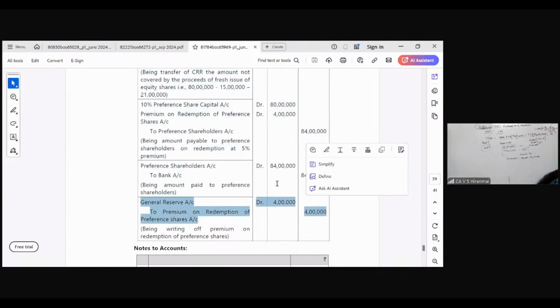That's it. The same entry, the same thing we have done in illustration 9 has come again. That's all. Nothing more, nothing less. You don't even have to worry about anything. That simple is this question.